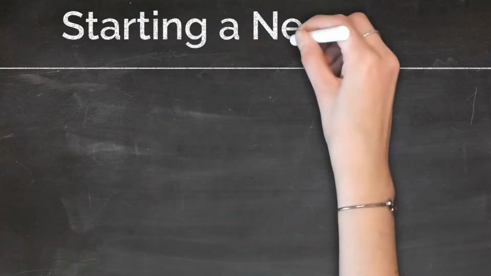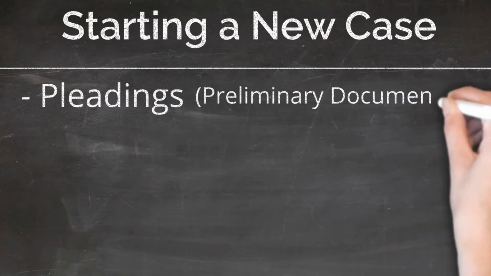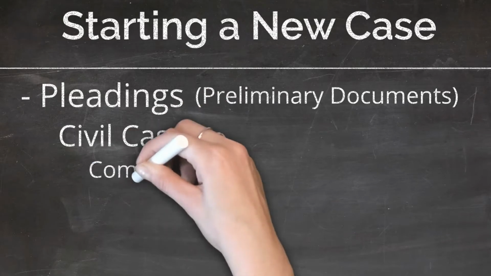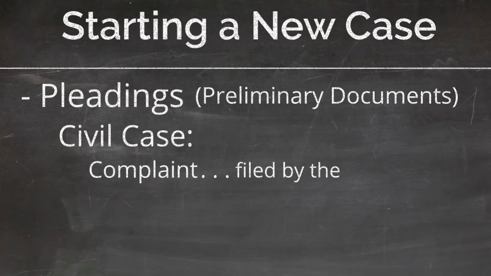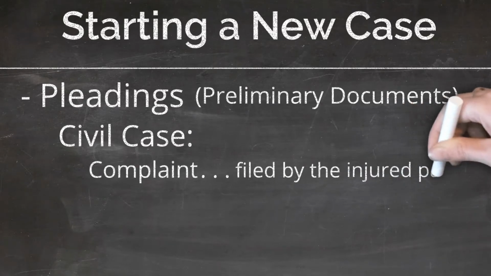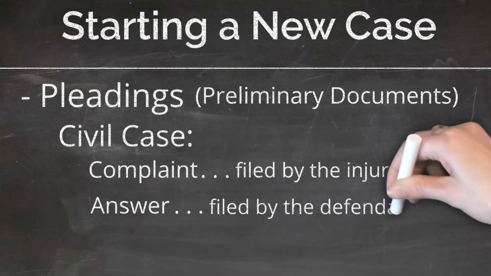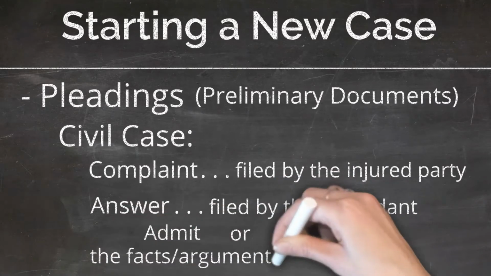The first thing I like to start with is what we as attorneys call pleadings. Pleadings are just preliminary documents. In a civil case, the pleadings are the complaint, which the plaintiff files, the plaintiff being the party that thinks they were wronged, that thinks they need some money. They file a complaint against the defendant. The defendant is the one who maybe did something wrong, maybe they didn't. The defendant files an answer, and the answer either admits or denies the factual allegations in the complaint.